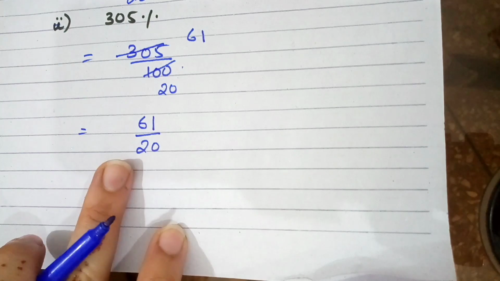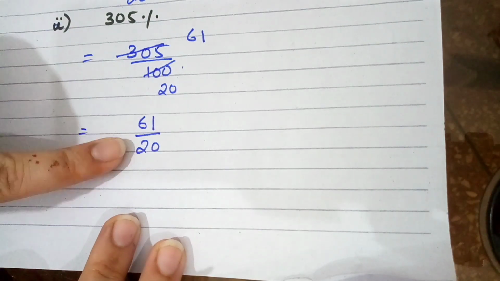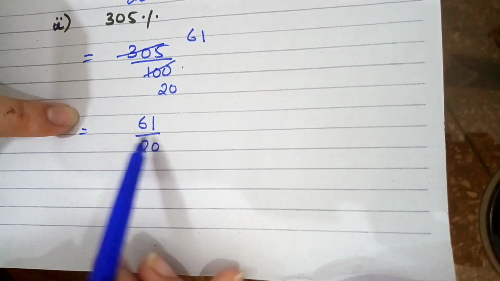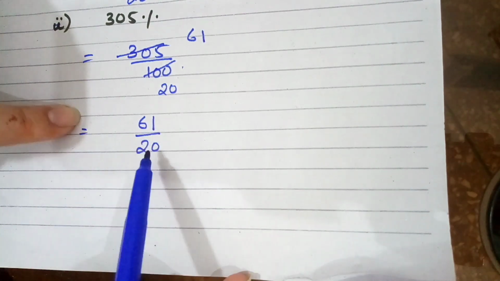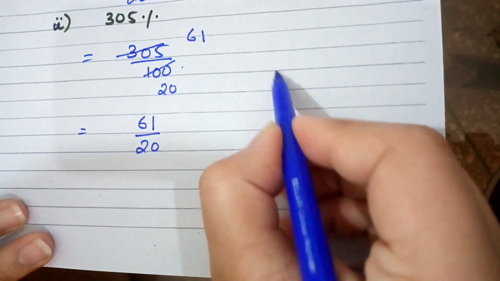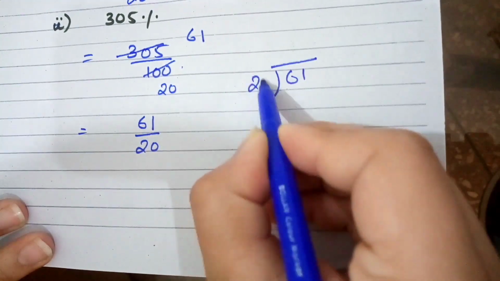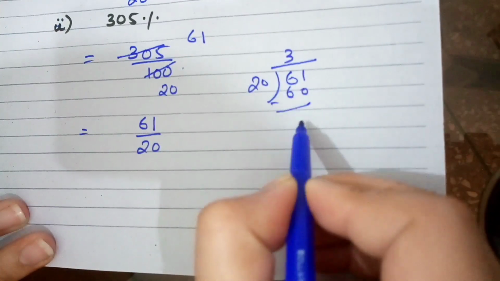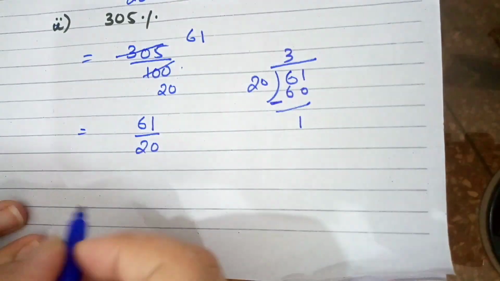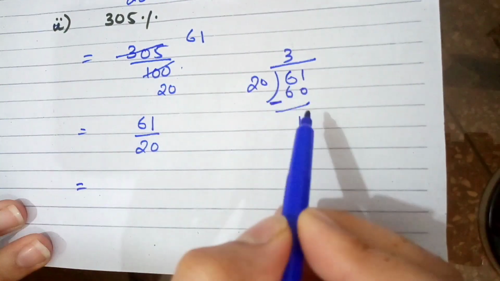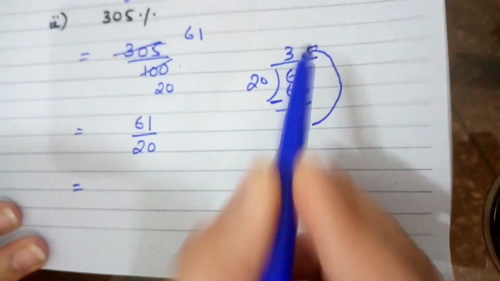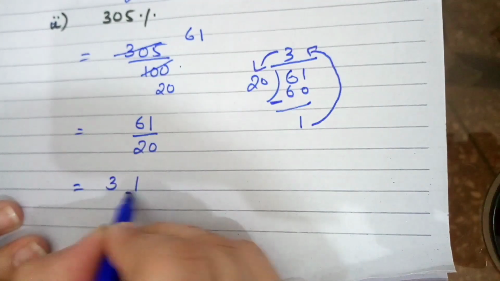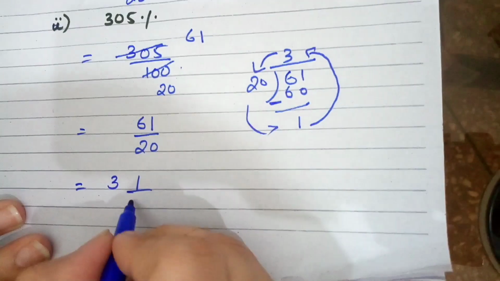Look at the numerator. Is it a proper fraction? No, it is an improper fraction because we have a numerator greater than the denominator. The numerator is the term above the divide sign, and the denominator is this 20, the one below. Now we divide 61 by 20. 20 threes are 60, so we have 1 in the remainder. Now write this term as a mixed fraction. Write down this 3 in the quotient place, the remainder 1 as the numerator, and 20 at the denominator.